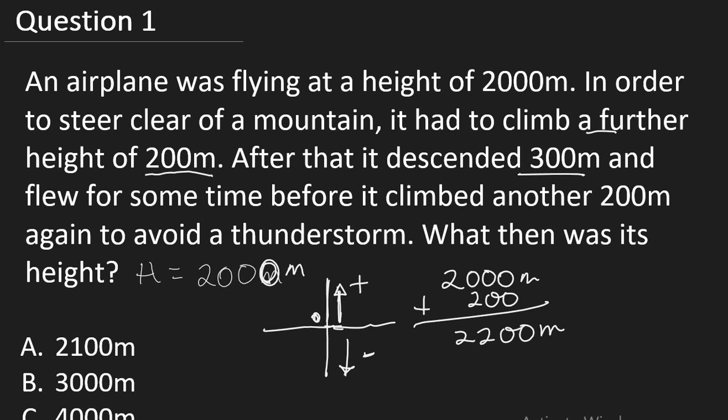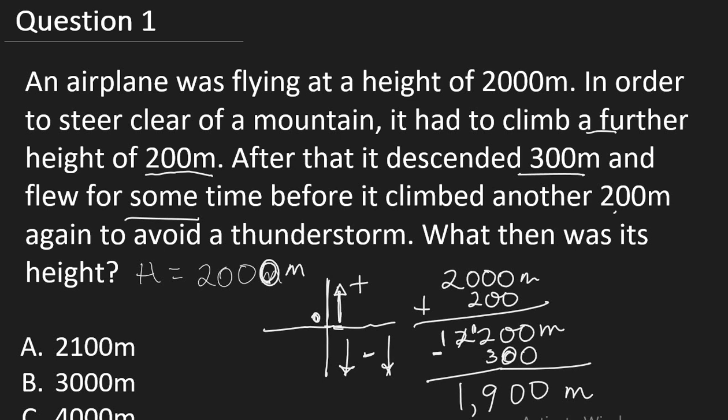After that, it descended 300 meters. To descend is to come down, so that's negative. It has to be minus 300. So it's 0, 0. Borrow 1 from this, put it here. 12 minus 3 is 9. Bring down 1. This is the new height, 1,900, because it descended 300.